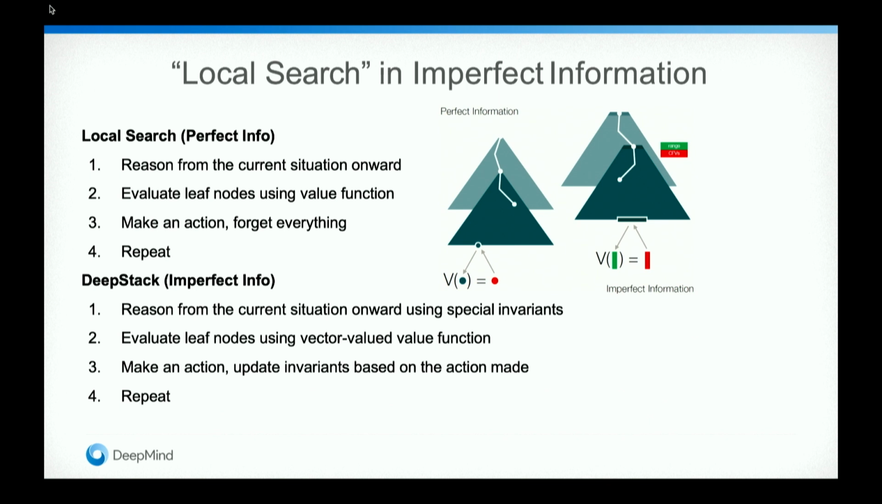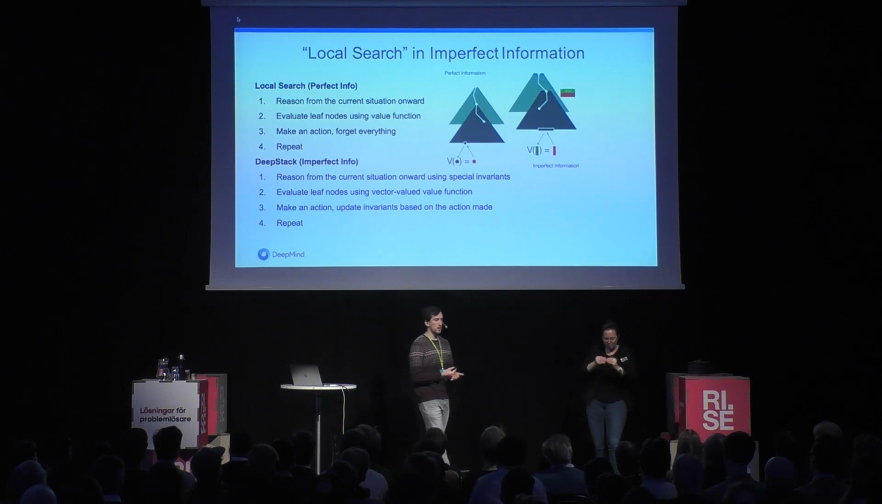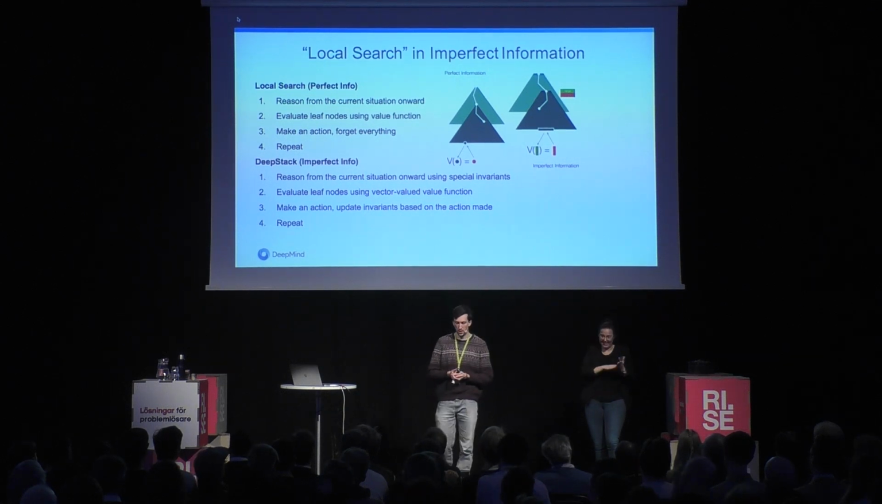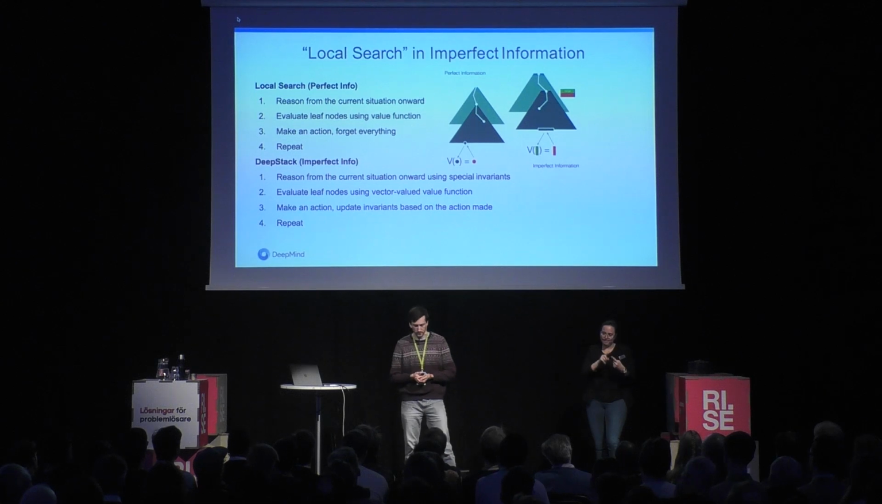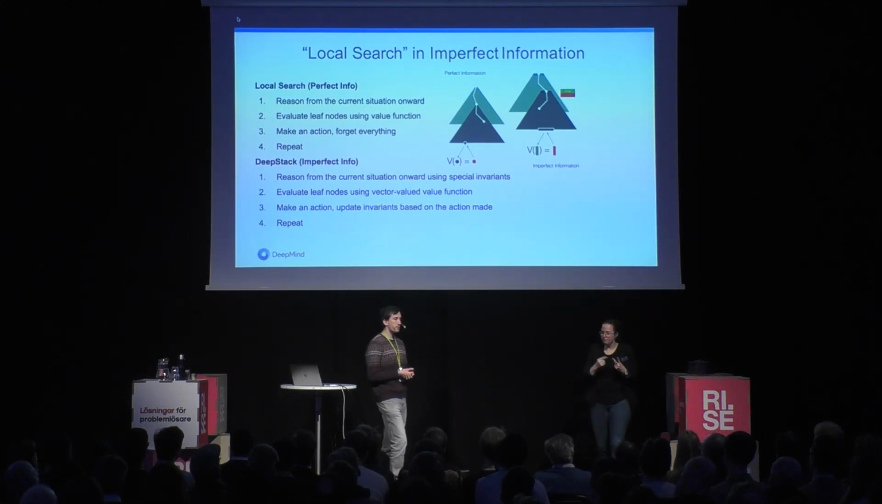DeepStack follows similar steps, except there are 2 subtle but crucial differences. Number 1, the local search reasoning doesn't start just by looking at the state, but also needs to keep track of some invariant that helps DeepStack to be provably close to an optimal policy and not struggle with the issue of combining locally optimal solutions together that we discussed with these colored triangles. So that's number 1. Number 2, we also have to reason about future states differently.